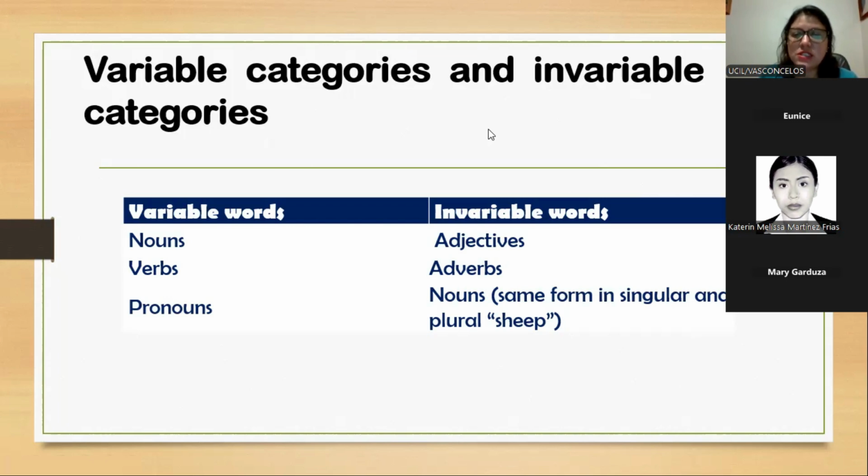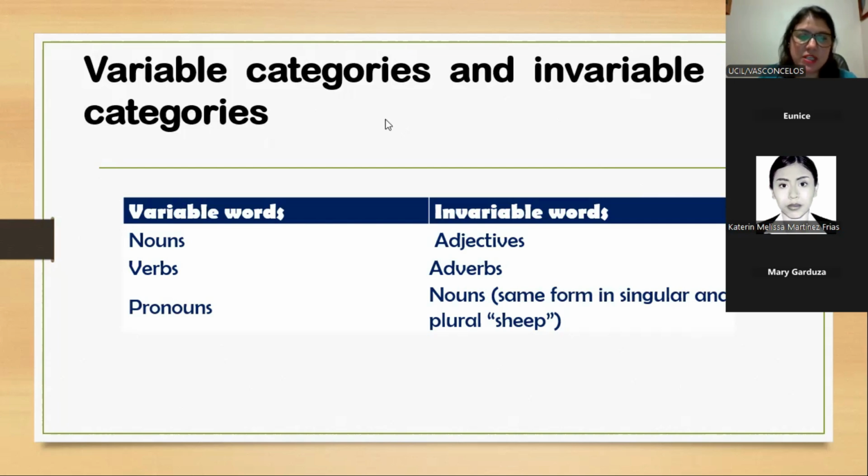Remember that adjectives cannot change because we can use he is tall or they are tall. We have the same word. I can say I eventually work in the afternoons, or they eventually work in the afternoons. So they are invariable words.